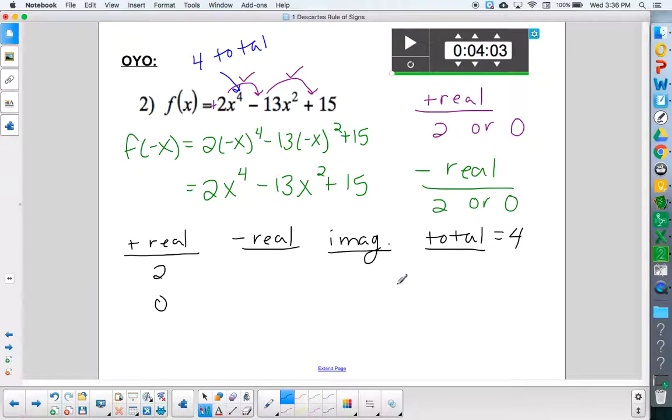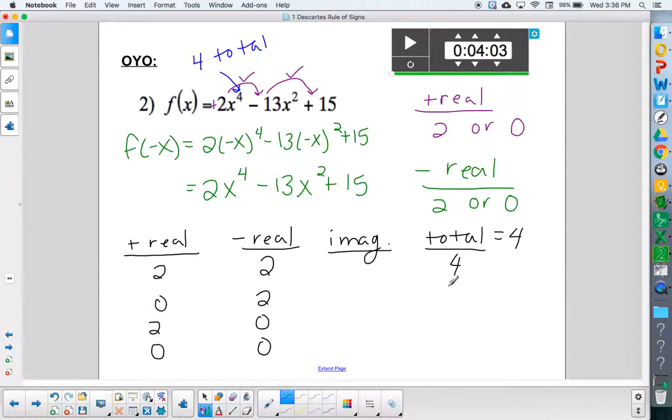Okay, so now we want to think of all the possible combinations. So I have 2 and 0 for my positive real. And then I have 2 different options here for negative real. So I could have 2 positive real solutions and 2 negative real solutions. I could have 0 positive real solutions and still get 2 negative real solutions, which means that I need to repeat my rows down because then I could have 2 positive real with 0 negative real, 2 positive real with 2 negative real. So I have to have all of my possible combinations of those values.